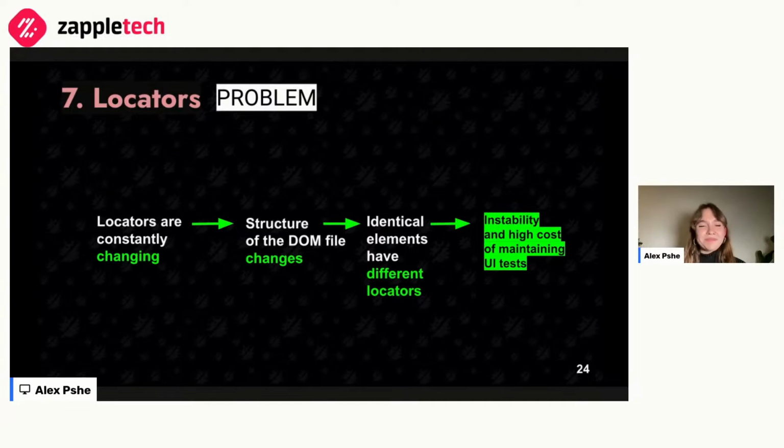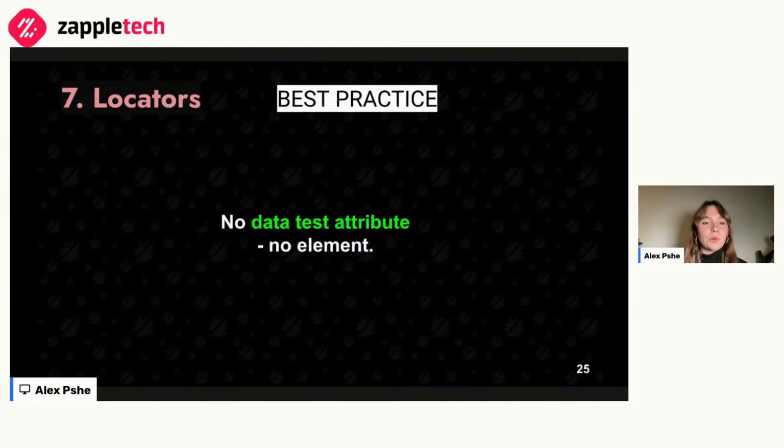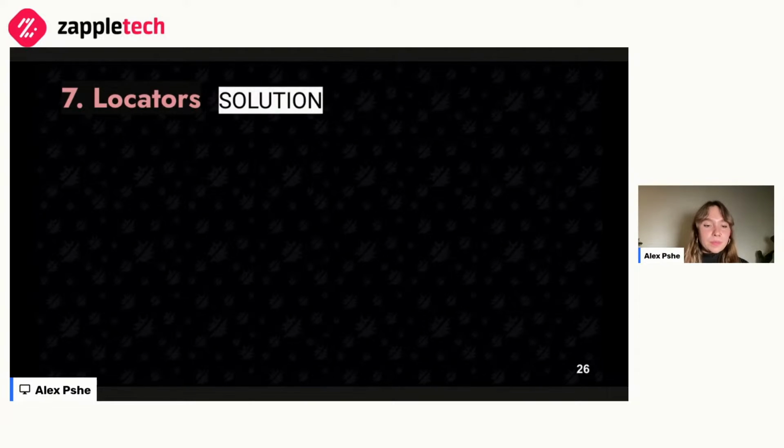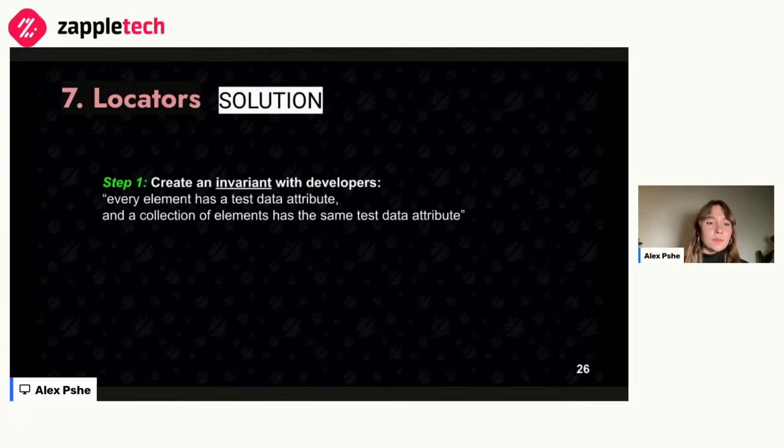Actually, quite basic, but I think the best decision here is to follow one rule: if there is no data test attribute on the element, it means we don't have the element. And this rule is not only for QA engineers, and mostly not for QA engineers. Of course, it's mostly for developers. So how can we do it?